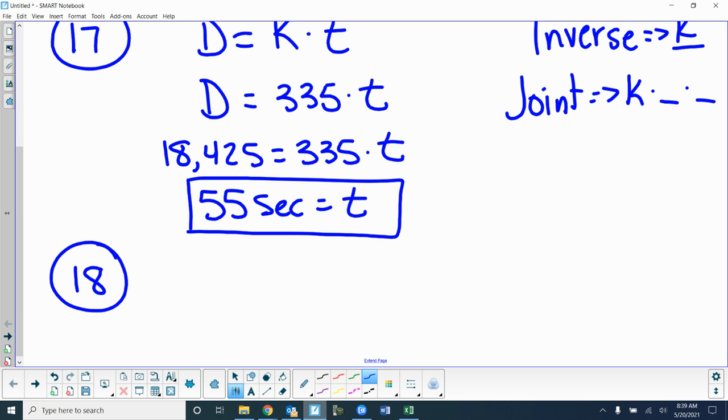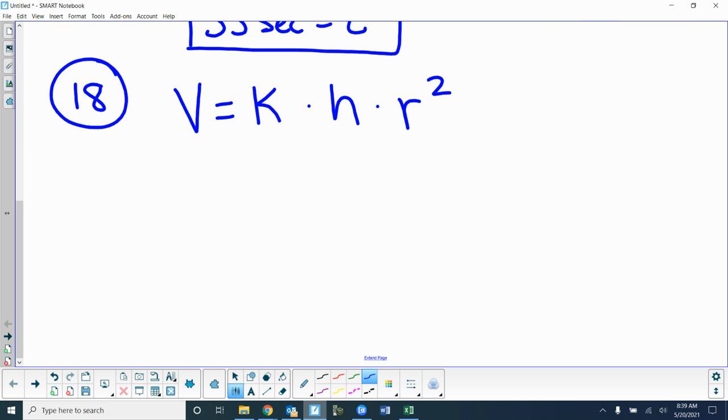18 was a joint variation one. Remember, this is all multiple choice, though, right? When you guys take this. But this is what it says. The volume V of a cylinder varies. So V equals K jointly means we're going to multiply a couple things. And varies starting with the height. So H is one of the things. And radius squared. So there's our little equation or formula for volume.